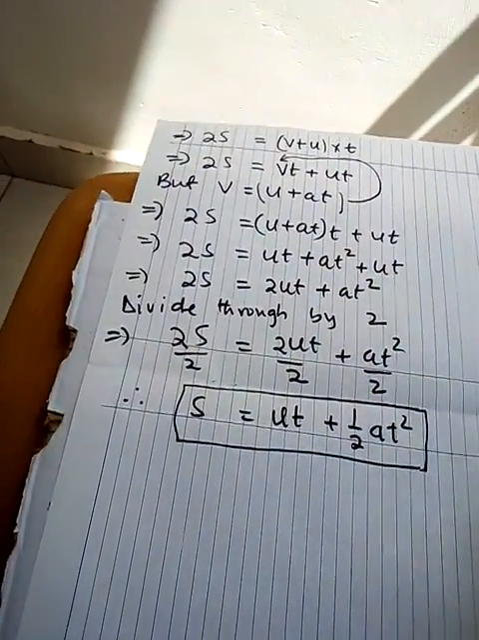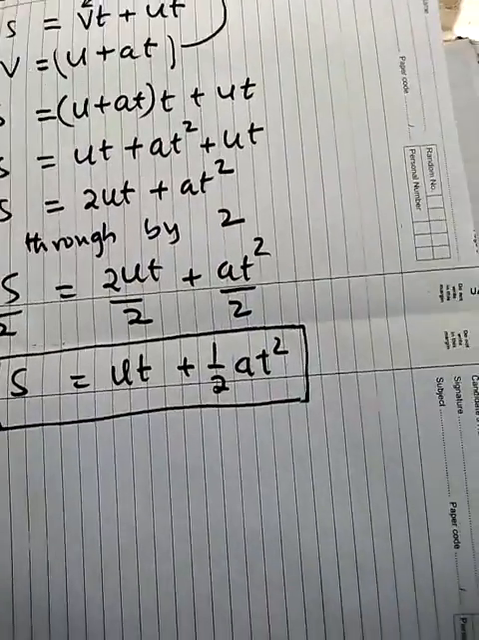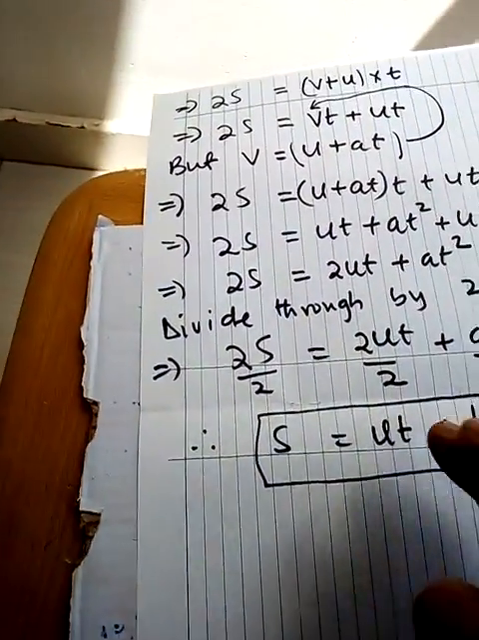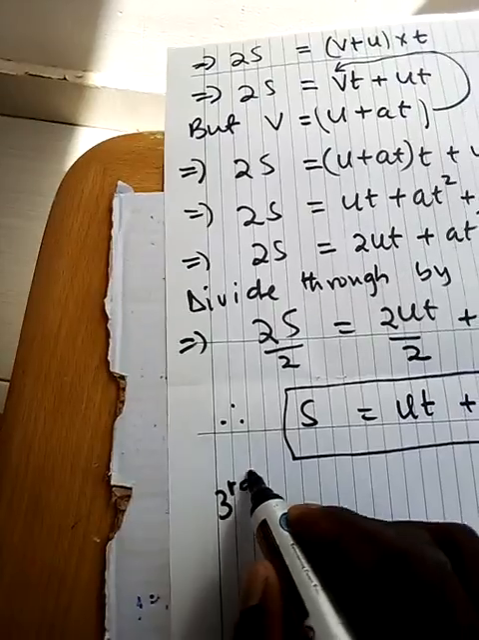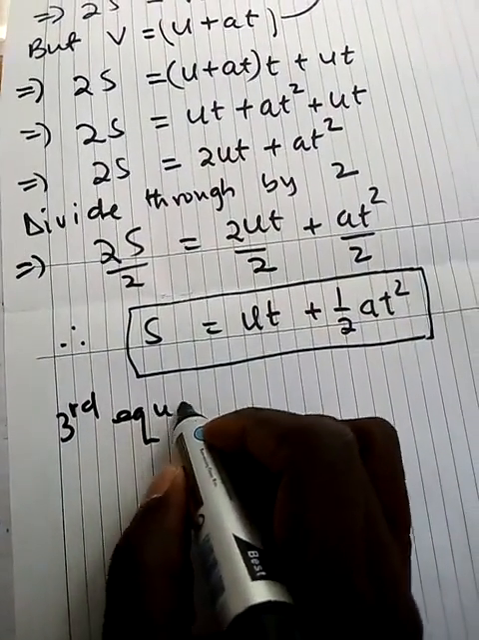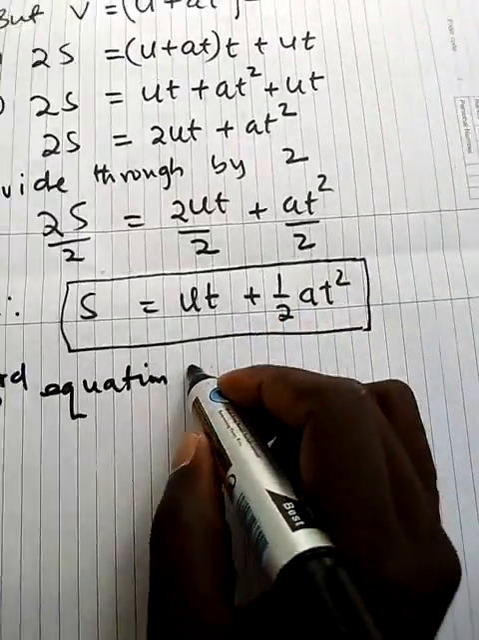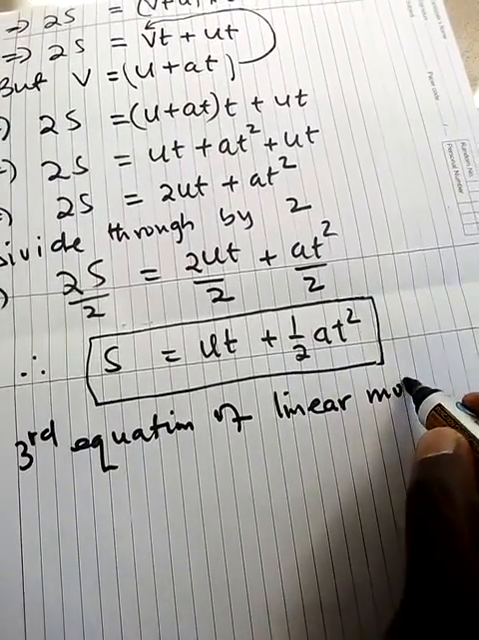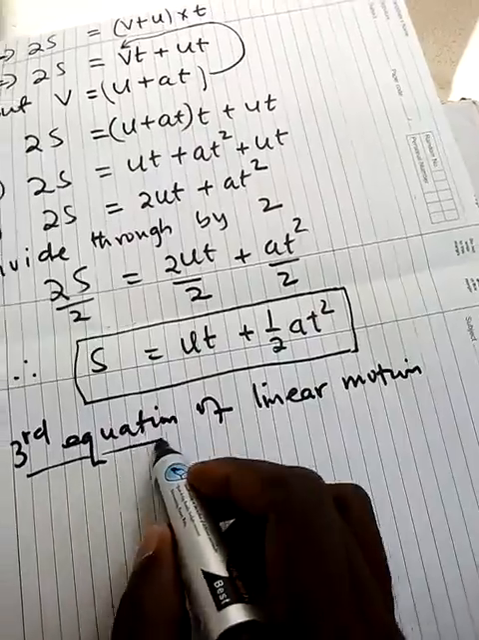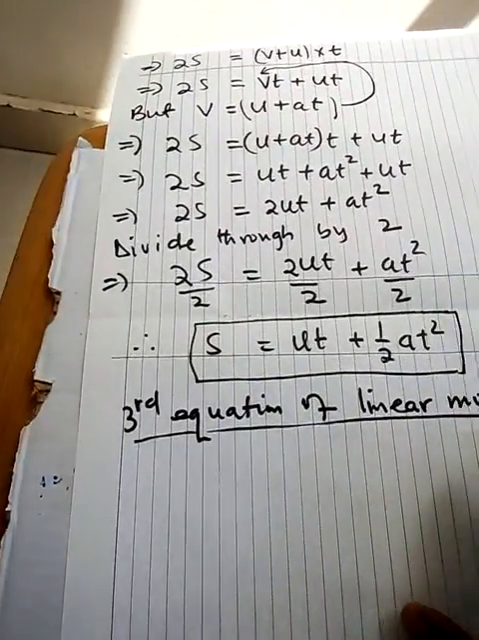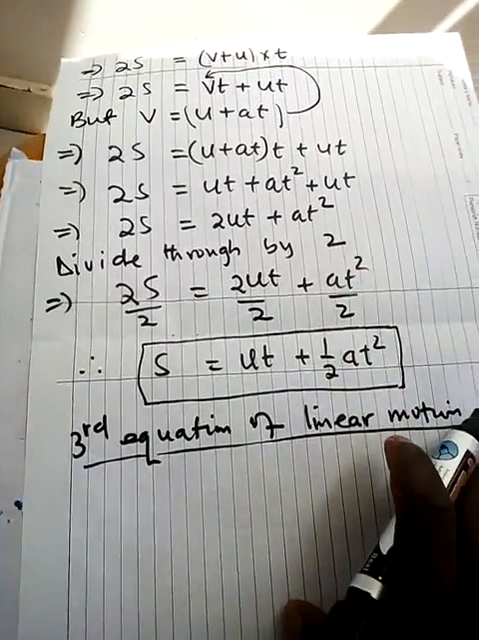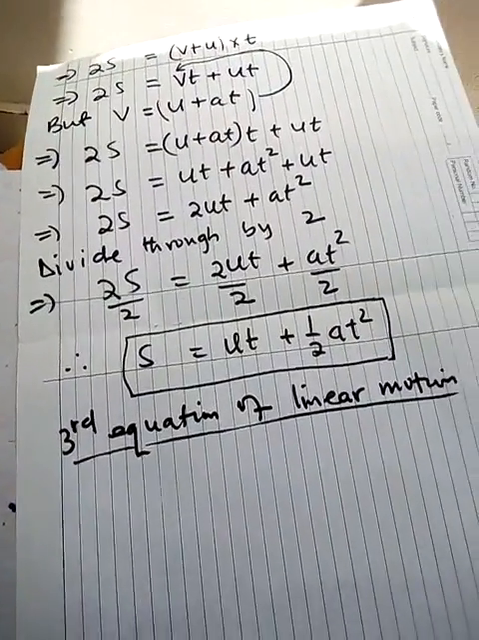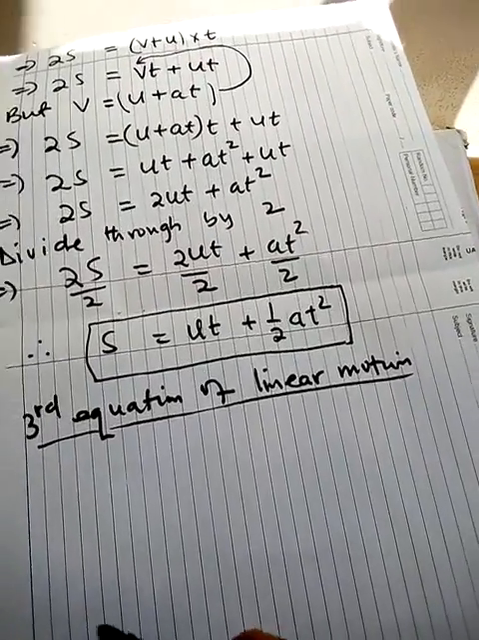Okay, so let's push ourselves to the third and the final equation of uniformly accelerated linear motion. Third equation of linear motion, or simply uniformly accelerated linear motion. We can still get it from displacement.